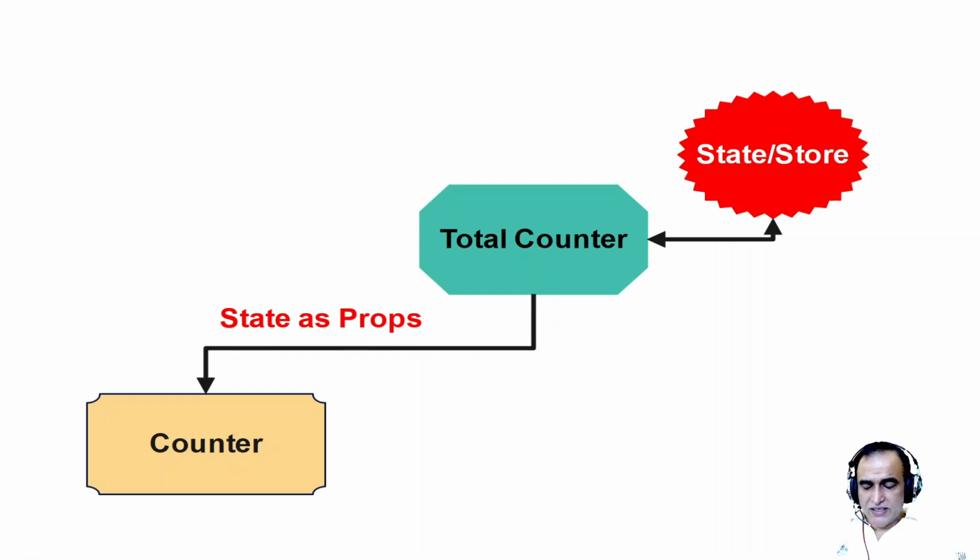So in this condition we have only one child under total counter. So it's easy to pass the function. As we pass increment and decrement, we pass id, counters, everything we pass in this example, because we have only one child.